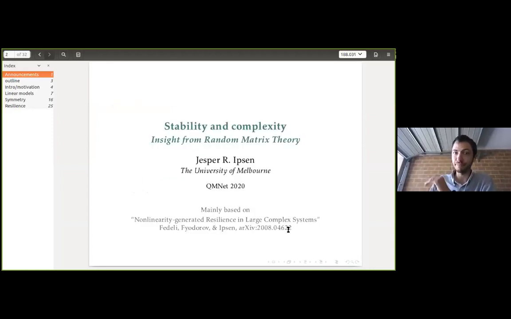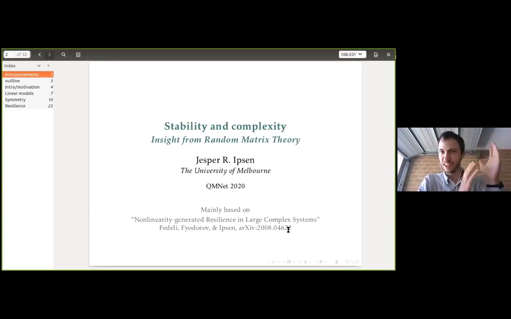Okay, to the main topic. I gave the talk the title Stability and Complexity, Insight from Random Matrix Theory. One of my favorite topics is random matrix theory. So it's very much that perspective of looking at this topic as related to complex systems in a more general sense.